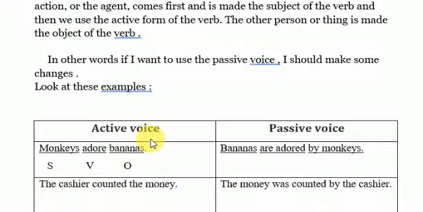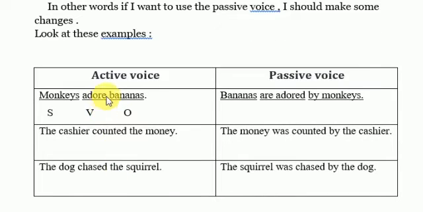Look at these examples carefully. These are my active voice sentences, as you can see. I have 3 sentences in here, and I will transform them into passive voice sentences. For example, see the first one. Monkeys adore bananas. This is a very simple active sentence. I have monkeys as a subject, adore as a verb, and bananas as the object. All right? Good.